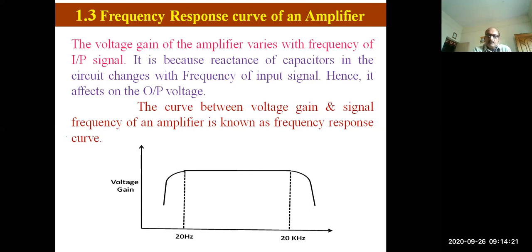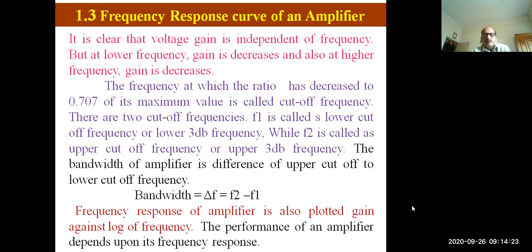It has 2 cutoff frequencies. One is the F1 and the other is the F2. F1 represents lower cutoff frequency, F2 represents upper cutoff frequency, and bandwidth is nothing but the difference between upper cutoff frequency and lower cutoff frequency. In notes or in textbook, what is the frequency response curve?